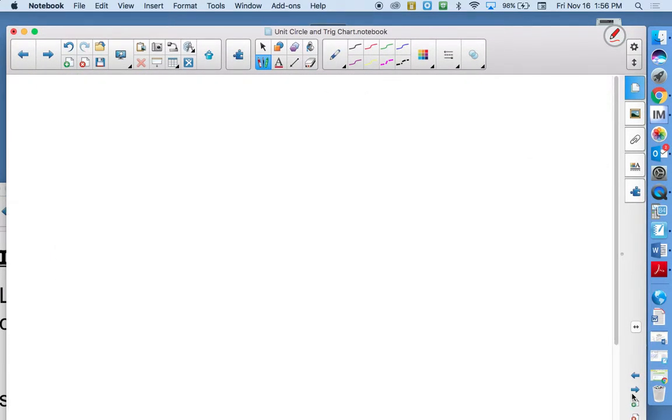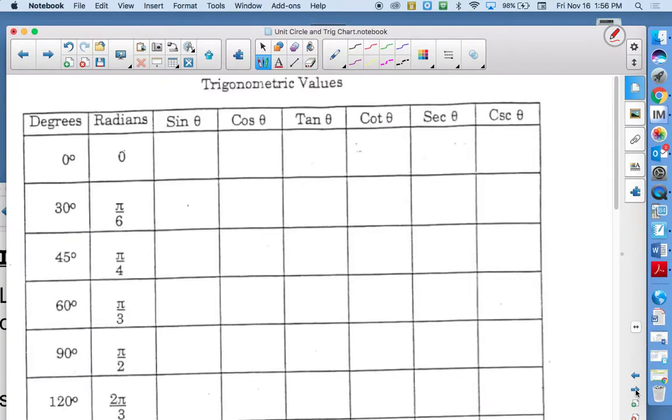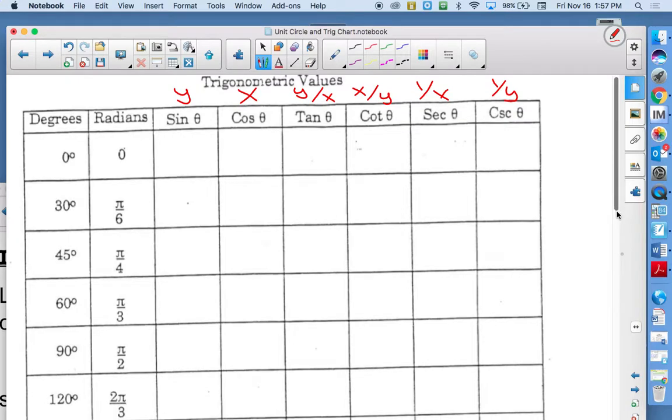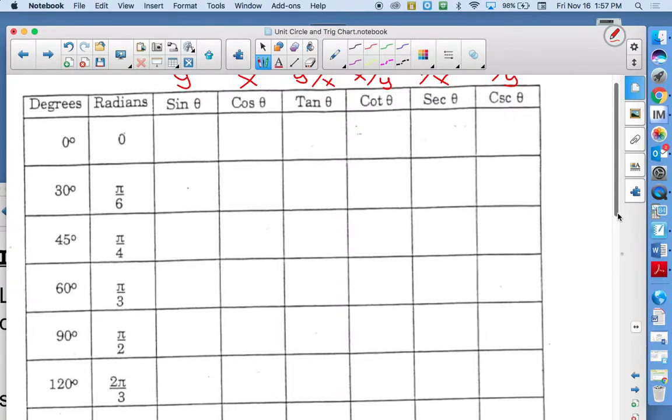Okay, so in this big chart, we have the sine labeled as y, the cosine is x, the tangent is y over x, cotangent is x over y, the secant is 1 over x, the cosecant is 1 over y. If you are a large writer, you might want a piece of scratch paper. We're going to see if we can fill out this chart.